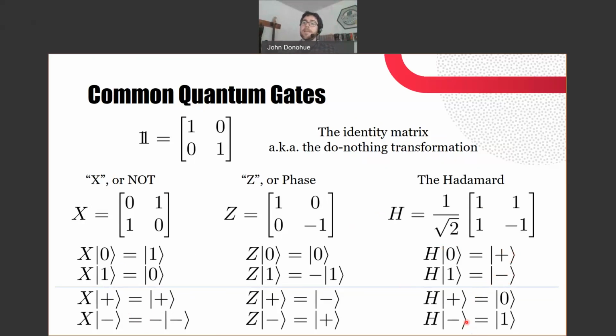If I apply the Hadamard on the state minus, I get the state 1 out. Okay? It's like our basis shifter, which is really useful. Okay, let's think about that. So we want to create a superposition state, but we only have access to spin up states.